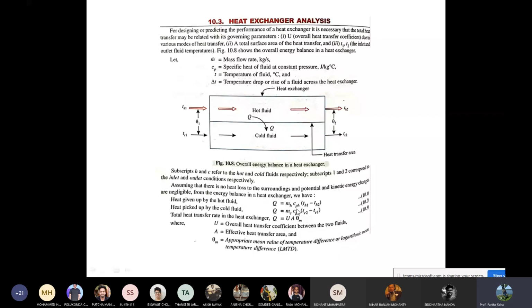Q equal to mh Cph times Th1 minus Th2, because that is the amount of heat which is going to be lost by the hot fluid, right? Here mh, h stands for hot fluid, Cph means the specific heat of the hot fluid, and Th1 and Th2 are the inlet and outlet temperatures of the hot fluid, as you can see.